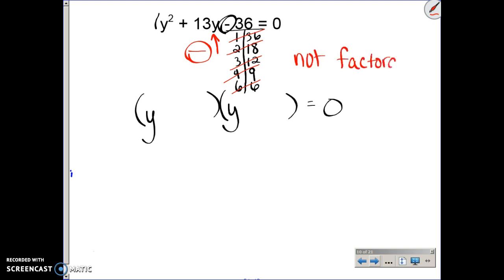Can't do it. Some of you might be thinking, hey, 9 plus 4 works, but I can't do 9 plus 4. Look at your sign. If it's negative, you have to subtract to get your middle number. Can't do that with those, so it's not factorable.